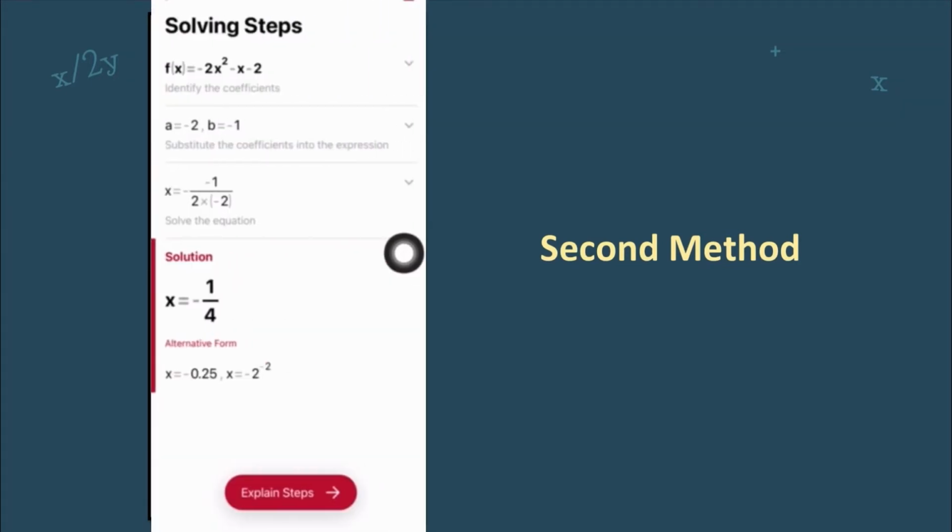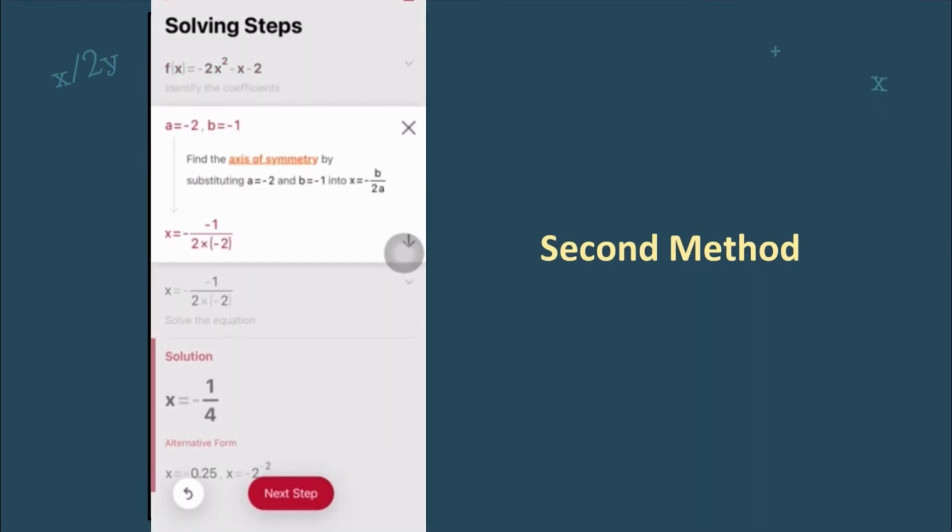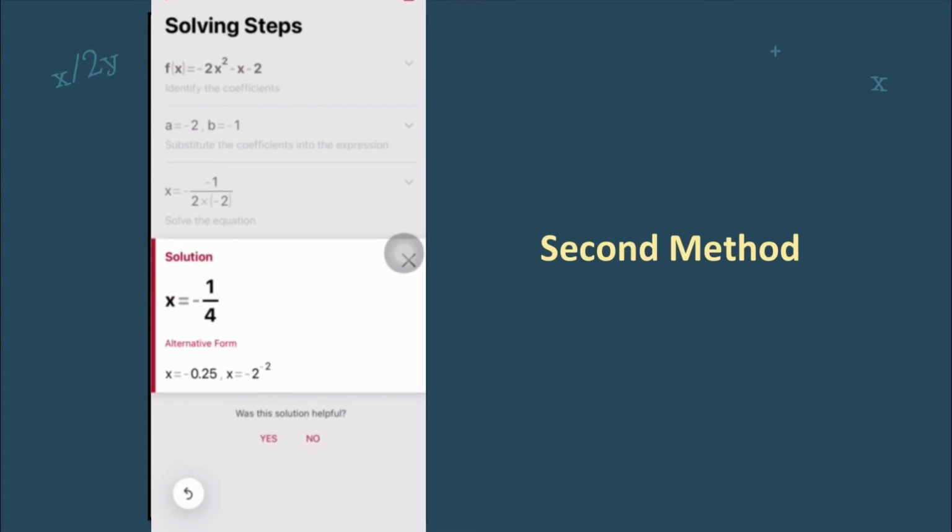Show the solving steps, and there you go. You get the explanation for the steps one by one. And that's the answer.